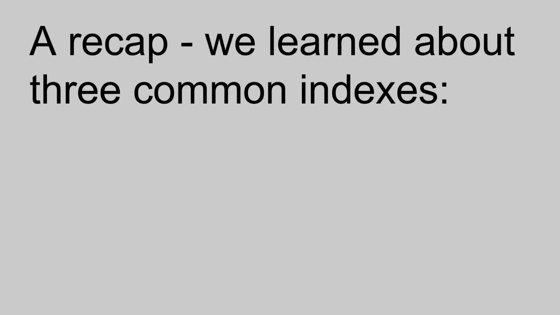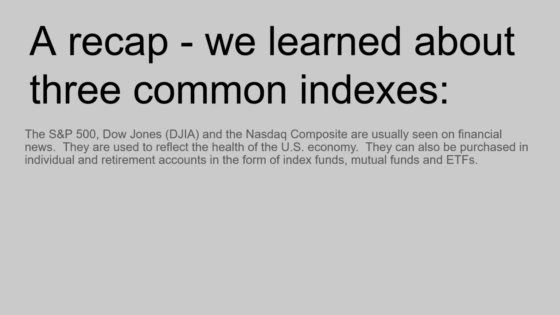So here's a recap from the previous lesson. We learned about 3 common indexes: the S&P 500, the Dow Jones, and the Nasdaq Composite, which are usually seen on financial news. They're used to reflect the health of the U.S. economy. They can also be purchased in individual and retirement accounts in the form of index funds, mutual funds, and ETFs. And just showing their logos.